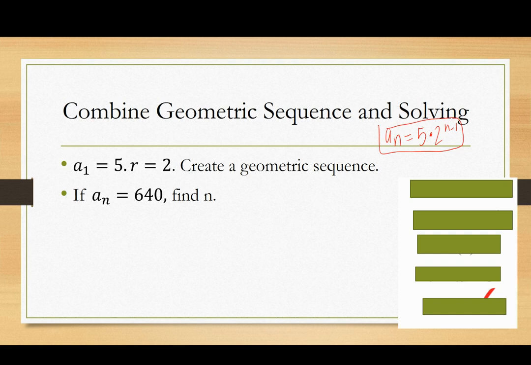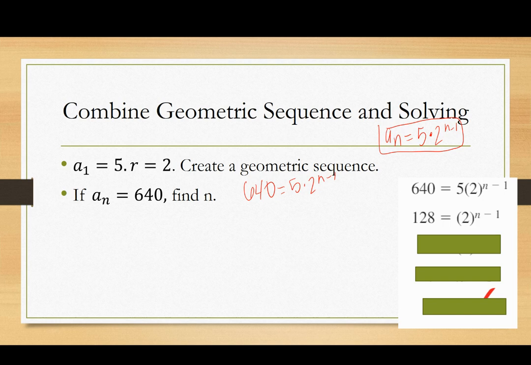But now this is a little bit different. We want to find N if AN is 640. So it's saying AN is 640, so we're going to do 640 equals 5 times 2 to the n minus 1. Now we divide both sides by 5. You guys solve for exponential growth and decay. To solve, we would divide by the number in front of the base raised to the exponent. So we get 128 equals 2 to the n minus 1 power.